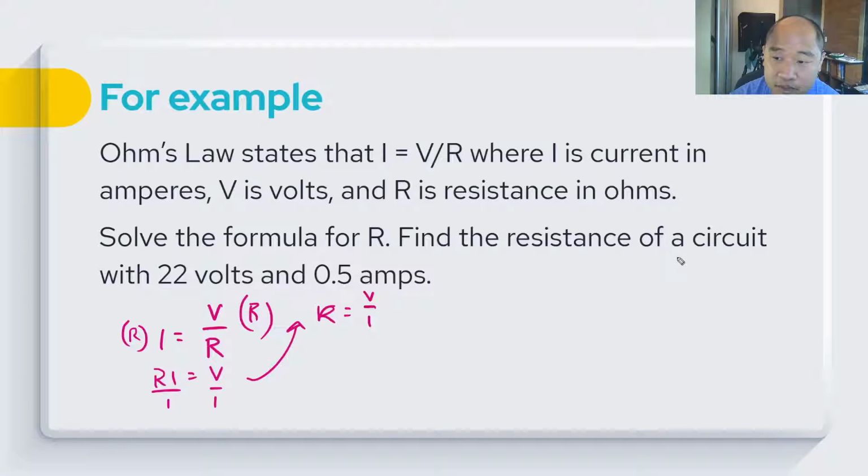Then we're going to find the resistance of a circuit with 22 volts and 0.5 amps. So the resistance is 44 ohms, right? I just multiplied both the top and the bottom by 2 so that I can get that unit rate. This is over 1 now. Great.